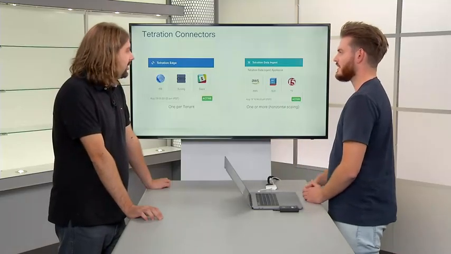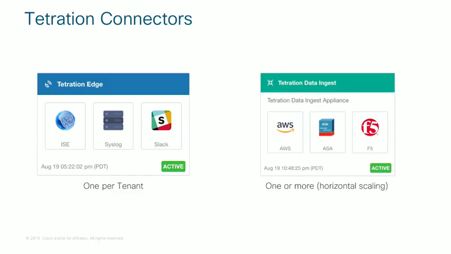Very nice. So we have the edge for the lightweight metadata, and then we also now have the data ingest for, quite clearly, ingesting data. This is when we're talking about really more heavyweight data. If we're looking at NetFlow, if we're looking at records from firewalls or from load balancers, titration data ingest is the connector that we would be using.